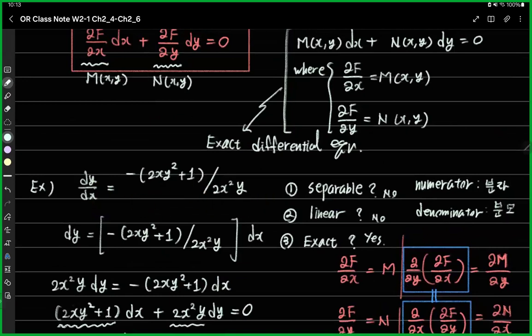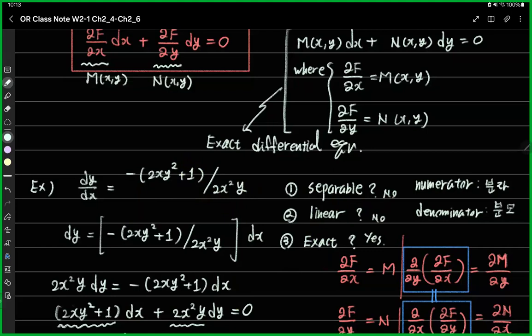Well, this looks complicated. Definitely non-linear, right? First order, non-linear. Probably this is separable? I don't think so. We cannot separate a function of x and a function of y. So separable? No. Is it linear? No, that definitely is not linear because of the y squared right there. Even if we cannot factor out the square, so it's not linear. Is it exact?